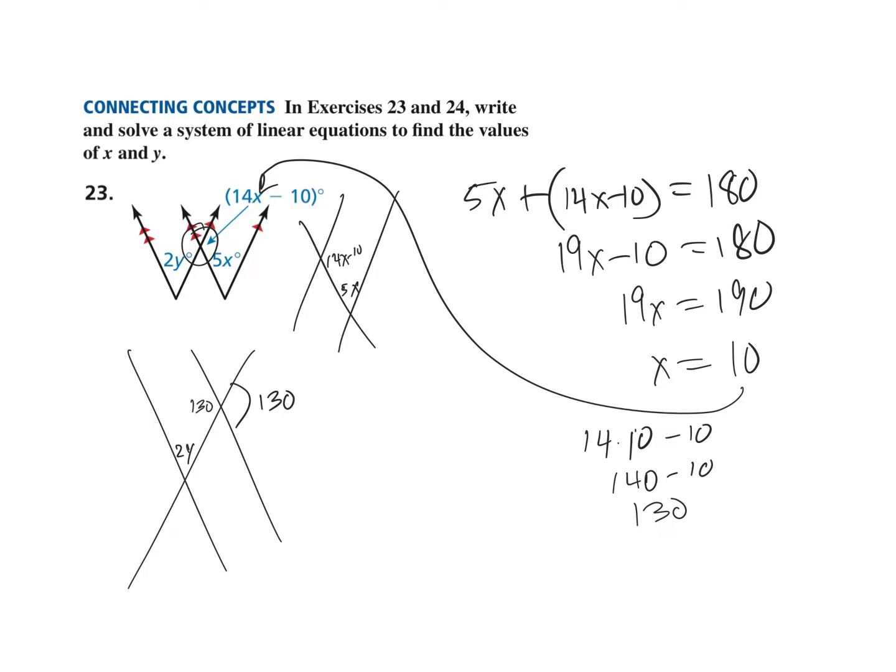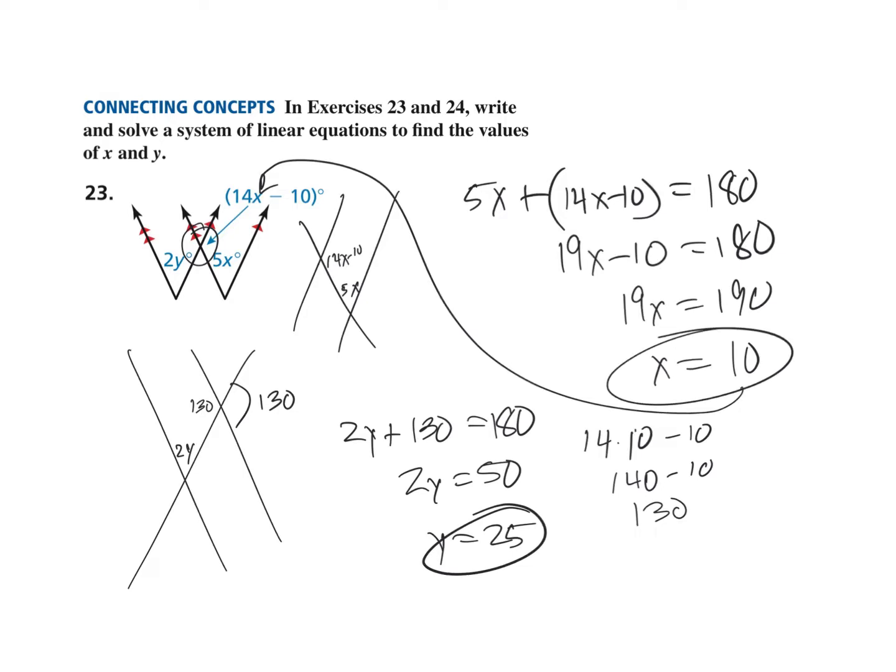And now you have consecutive interior angles. So 2y plus 130 is equal to 180. Subtract the 130, you get 50. And divide off 2, you get 25. So 25 and 10. And there's the answer in the book. Same thing. All right. They may have done it a little bit differently, but it looked like it's close.